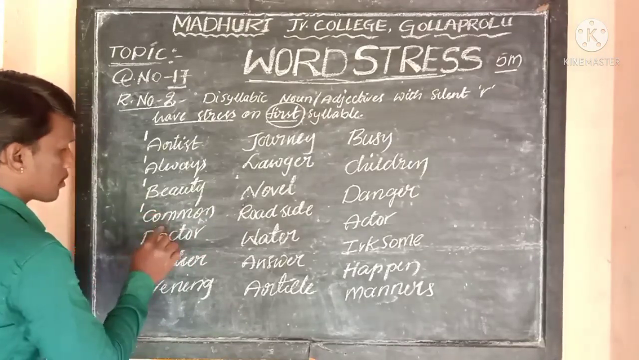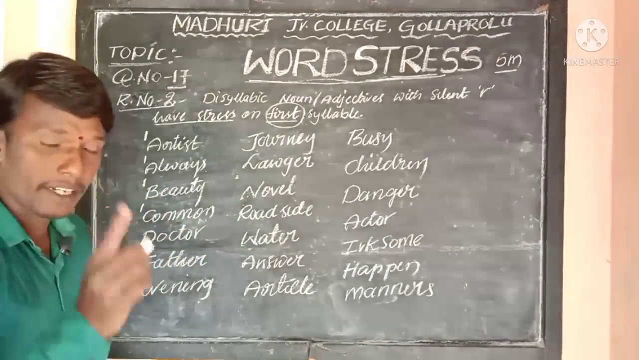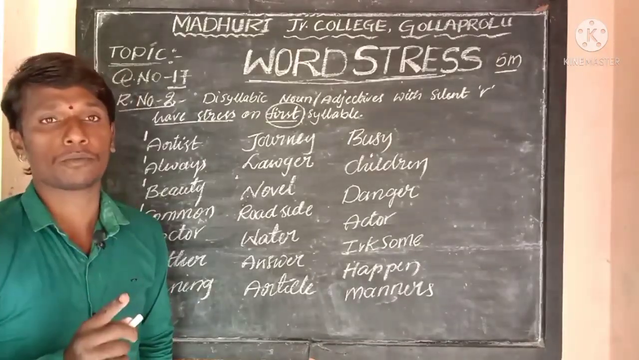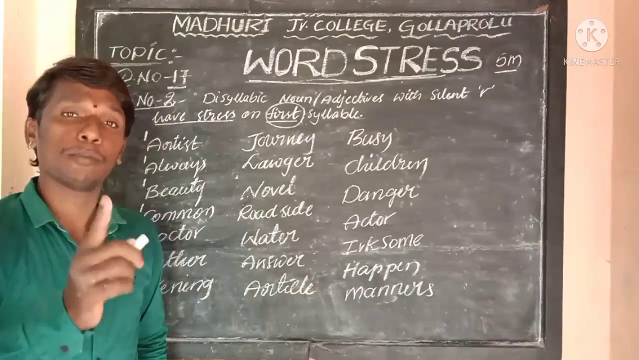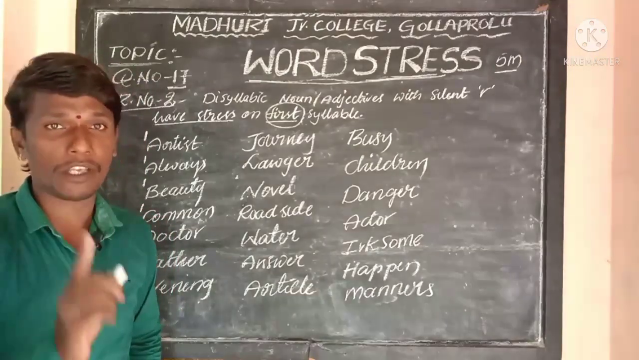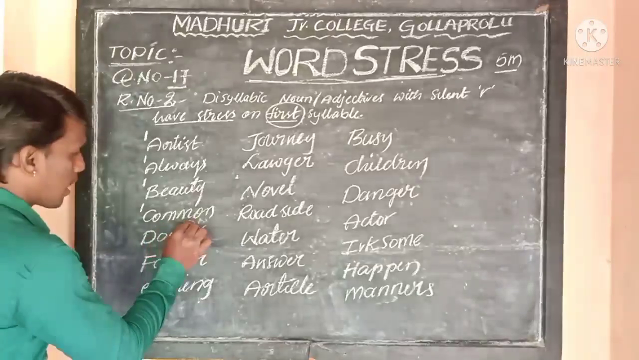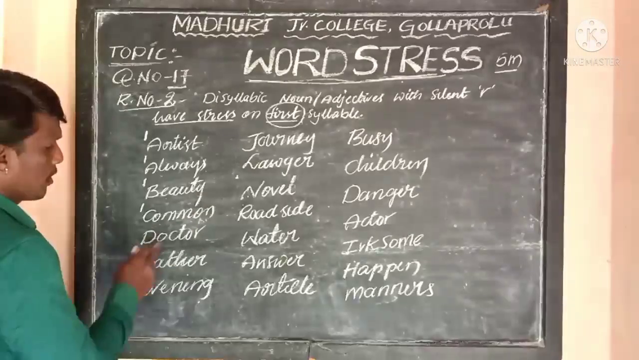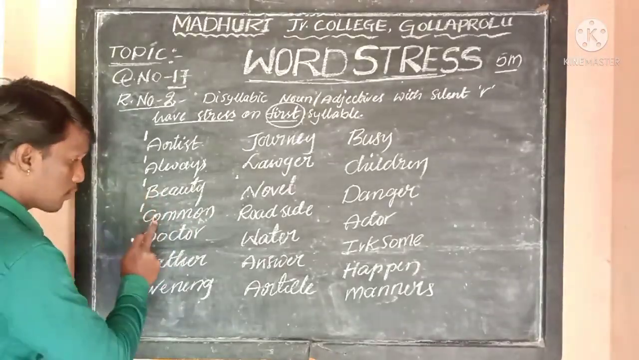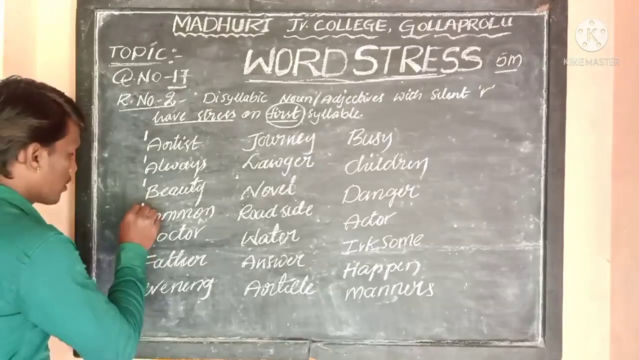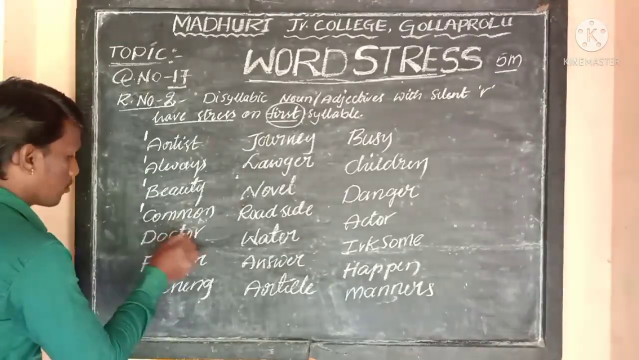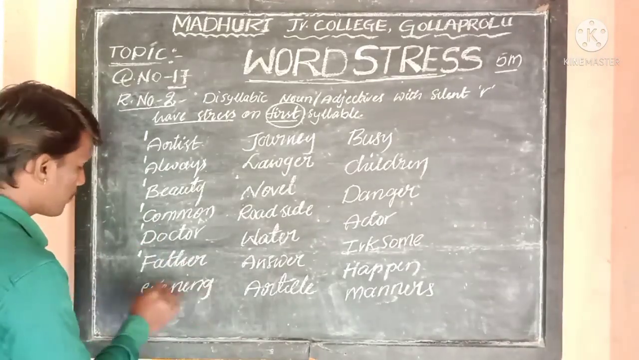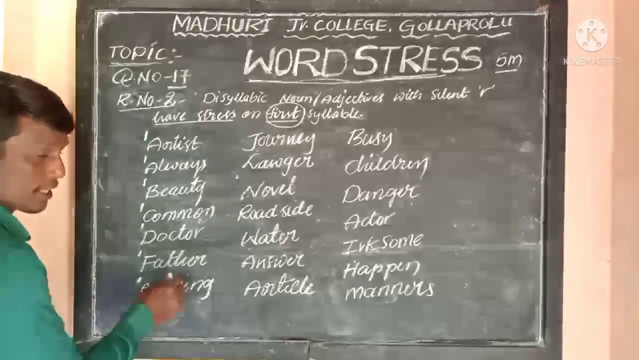Common, stress is on the first syllable. Here, as I already mentioned, you should not consider how many letters are there in the word. You should consider only how many syllables are there. That means a complete sound is a syllable. See here, common, C-O-M-M-O-N, there are 6 letters, but we should consider 2 syllables. So common, first syllable. And doctor is a noun, so first syllable. And father is a noun, first syllable. And evening is a noun, first syllable. Stress is on the first syllable.